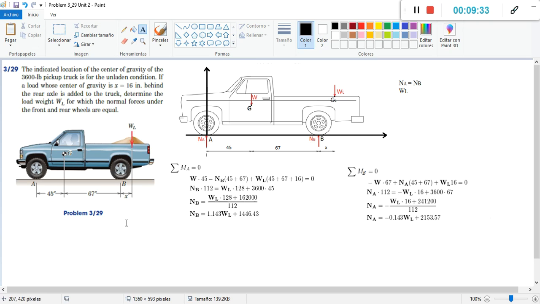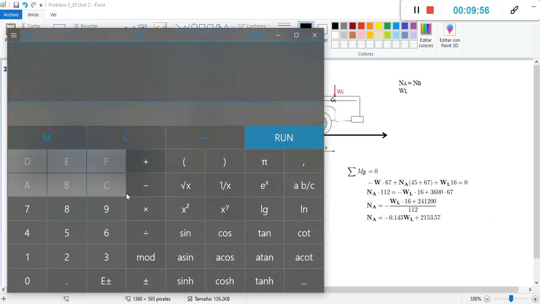So we make the same as here. First, we're going to divide 16 over 112, which is minus 16 over 112, and it's minus 0.143. Okay, it's 16 over 112 equals 0.142.8, so we can round it to 143.